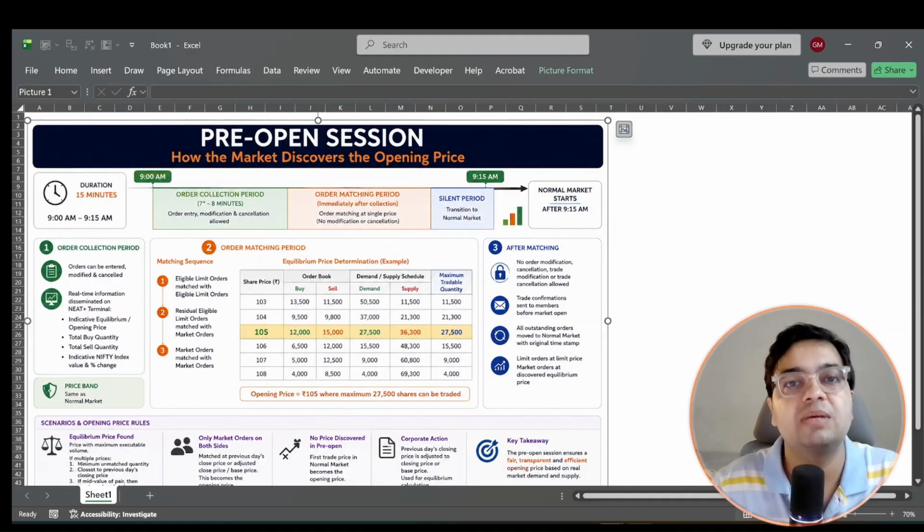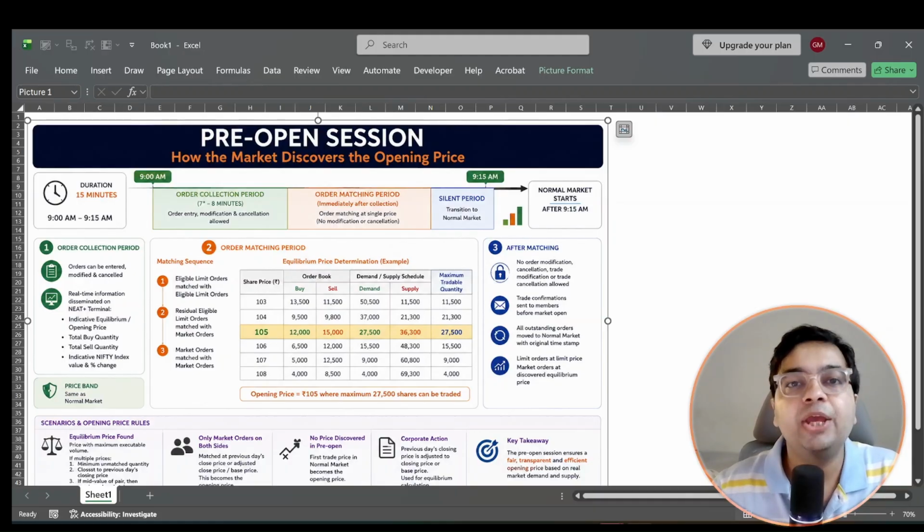manipulation is reduced substantially. Before the pre-open session mechanism was implemented in the market, which is NSE and BSE, the first trade used to be the open price of a particular day. For market participants, the open price is utmost relevant.